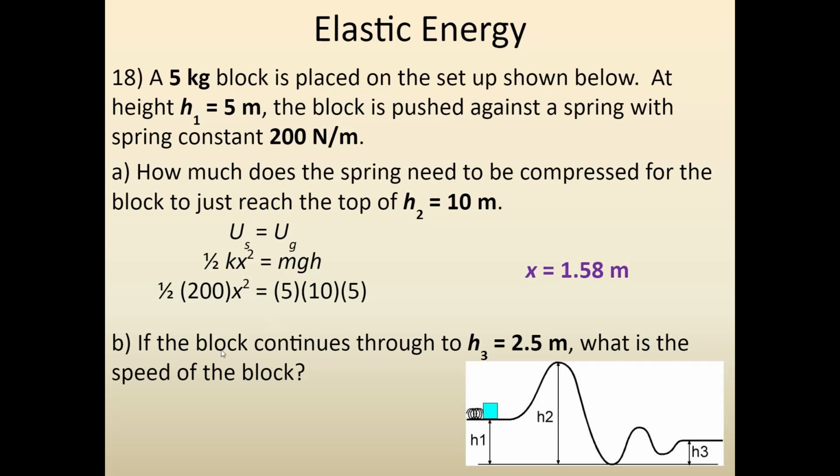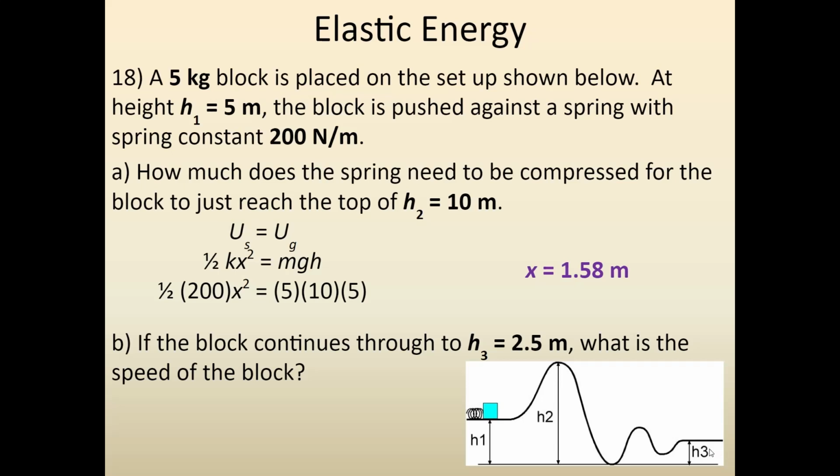All right. The next part, part B, says if it continues all the way to H3, what is the speed of the block? So again, with the flow of energy, I can set any two points equal to each other, because the energy is constant and conserved throughout this entire problem. So the total energy at any point is going to be equal to the total energy at H3. I could do H1 and set it equal to H3. I could do H2 to H3.